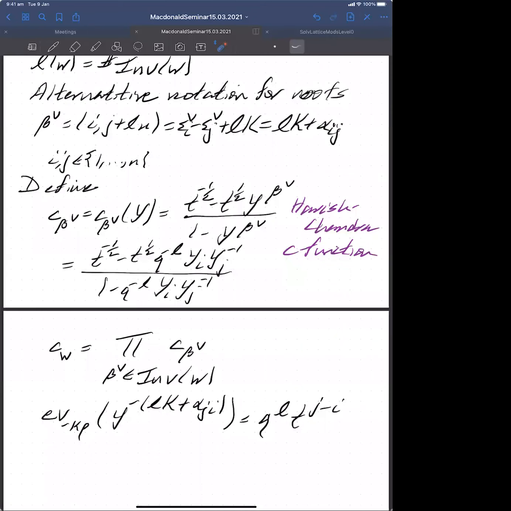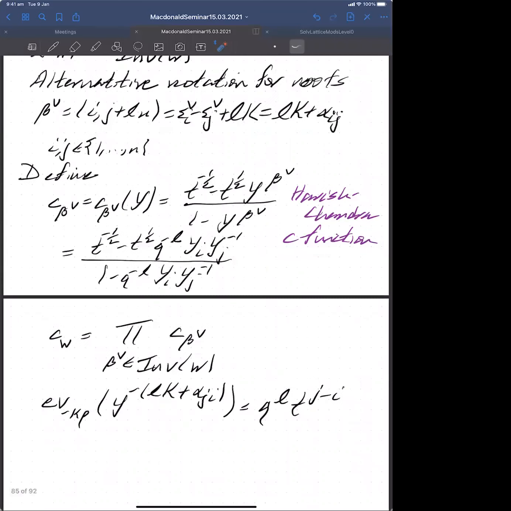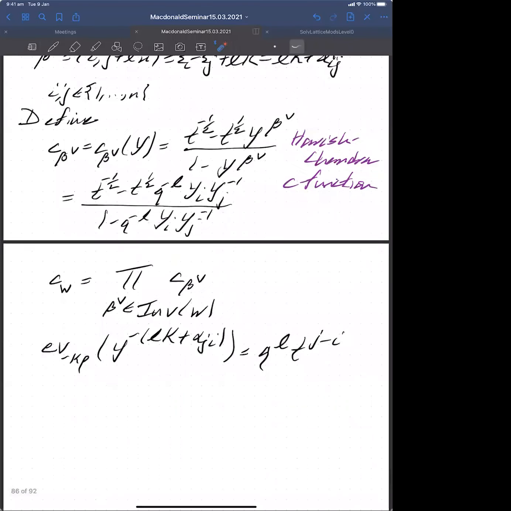Arun, so in this formula for CW in the product, I guess the y's commute, and so it doesn't matter in which order you... That's right. The y's completely commute. This is all sitting inside of rational functions in the y's. That's right. Okay.